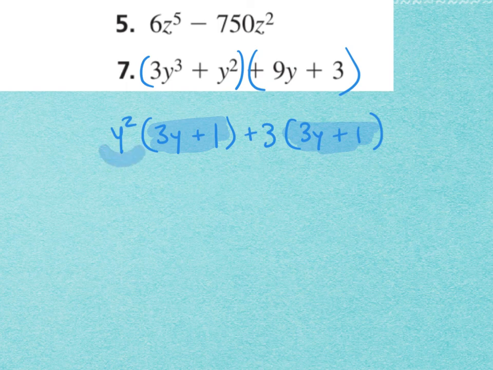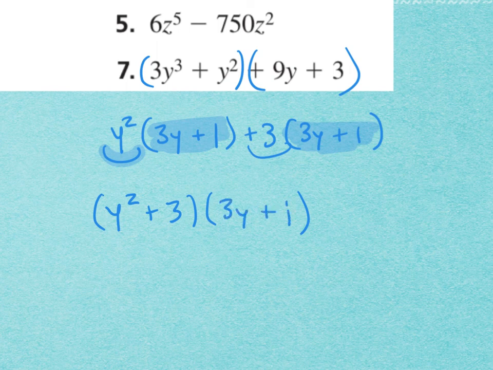So we take this y squared and the 3. So that would be y squared plus 3. And what goes in our second parentheses? 3y plus 1. Can we factor y squared plus 3? No. Nope. So we're done. This is our final answer.